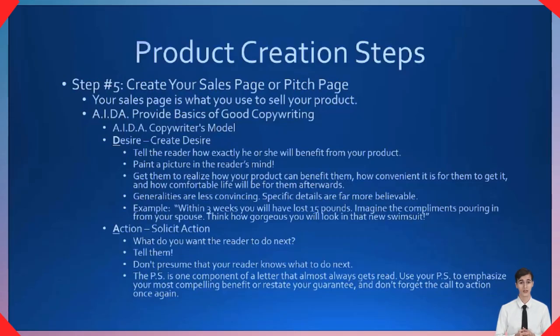And then the final part of the AIDA formula when you're creating your sales copy for your niche product is the action. Solicit action. What do you want the reader to do next? Tell them the exact step you want them to take. Don't presume that your reader knows what to do next. The PS is another area that almost everybody reads, so use your PS to emphasize your most compelling benefit or restate your guarantee.